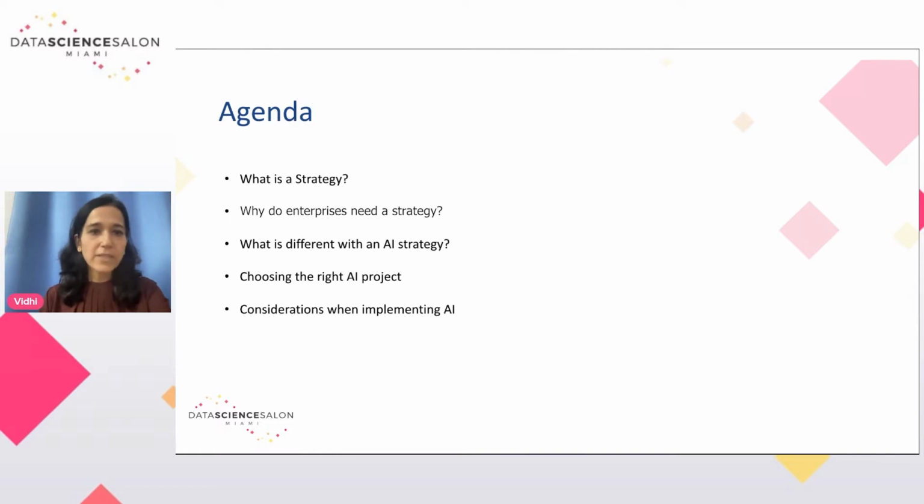We'll first start with defining what a strategy is and why enterprises typically create a strategy for the initiatives that they're looking for. Once we understand the enterprise level business strategy, we'll next move towards what is different when we create an AI level strategy.